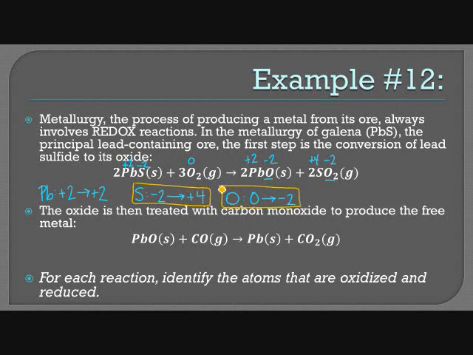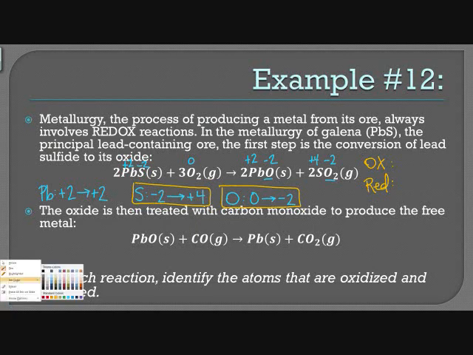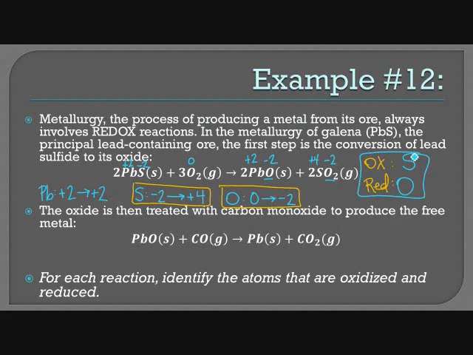Well, the oxidation is the one that loses electrons or becomes more positive. And out of these two, the one that becomes more positive is the sulfur, because it goes from -2 to +4. So that means that the oxidized element is sulfur. Oxygen goes from a 0 to a -2, so it gets more negative. That means it's gaining electrons, so oxygen is the reduced substance. Okay, so that's how you would do it for the first reaction.